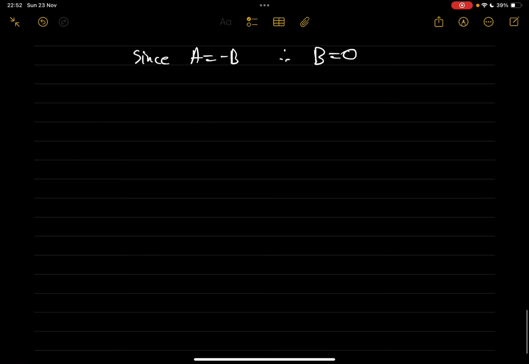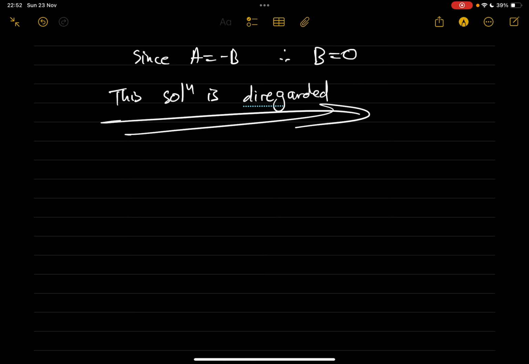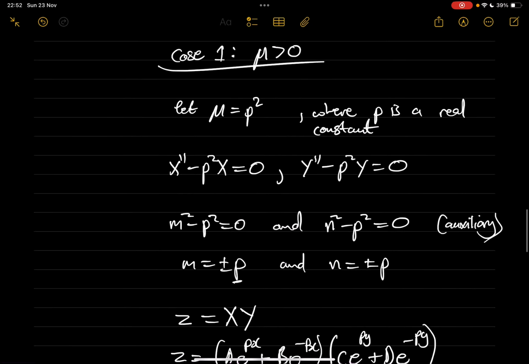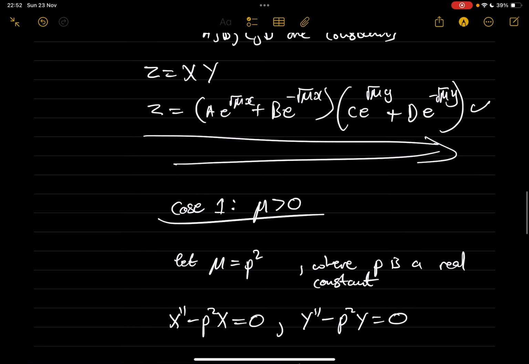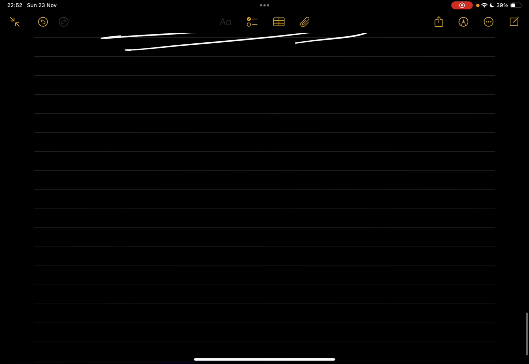So what does this mean? This means this solution is disregarded, or is not feasible. So mu cannot be greater than 0 for this general solution. So let's look at another case.